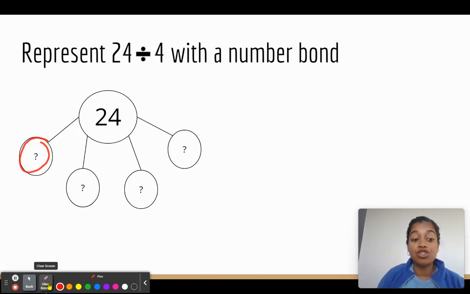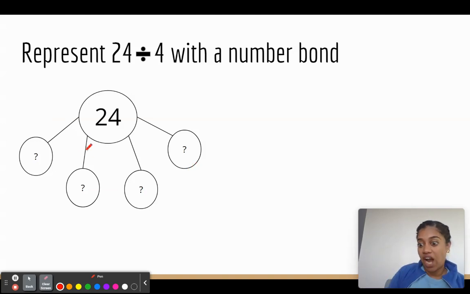Now the thing that I don't know is the number in each group. How much is in each of my 4 groups? So let's go ahead and figure out how we can figure that out. So I can go ahead and take one dot and divide them equally into my 4 groups until I get to 24.